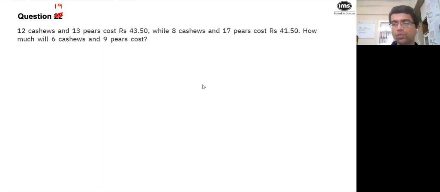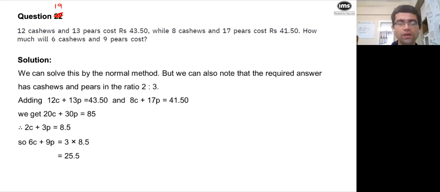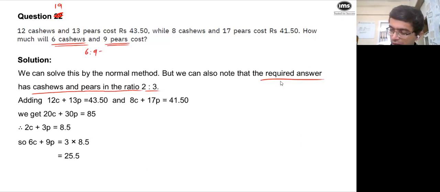So we can just, yes, correct. So someone has noticed it. Let's write the equations anyways. We can solve this with the normal method, but we don't need to, right? What do we see? This is something which will come by observation. The required expression has cashews and pears in the ratio 2:3. Remember, 6 cashews and 9 pears. So 6:9 is equal to 2 by 3.